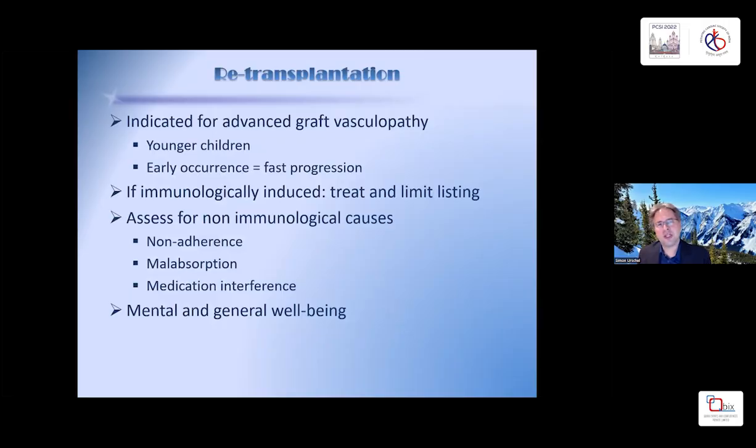Finally, the question, when should we retransplant a patient? The indication is obviously individual and has to take the overall situation of the patient into account. As mentioned, younger children tend to show faster progression and may need to be listed earlier. If it occurs earlier, it seems to have faster progression as well. If there's an immunological background for why they have developed it, you do not want to do the same thing again. So you want to treat the antibodies, but you also want to avoid transplanting the same heart again that has the same surfaces, and maybe avoid those.